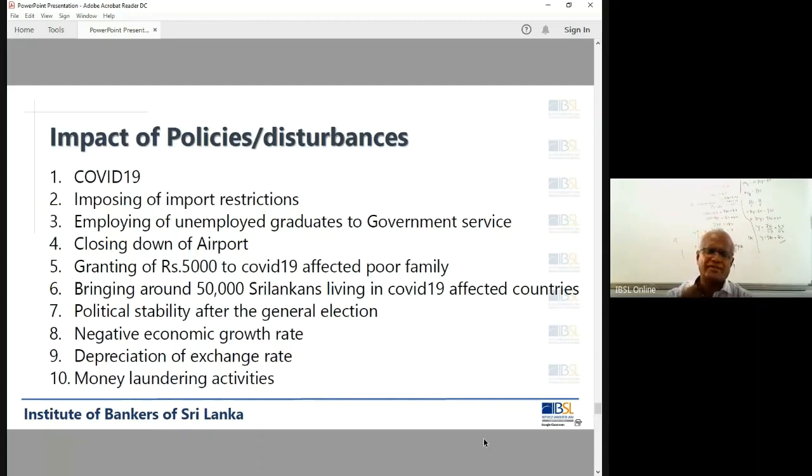Then the negative economic growth rate. What will happen when there's a negative growth rate? Sri Lanka's economic growth rate, this time, as I said earlier, they have predicted 5.6 negative. What will happen when there's a negative economic growth rate? People won't invest. Investor confidence decreases. Employment decreases. Now we know that employment.